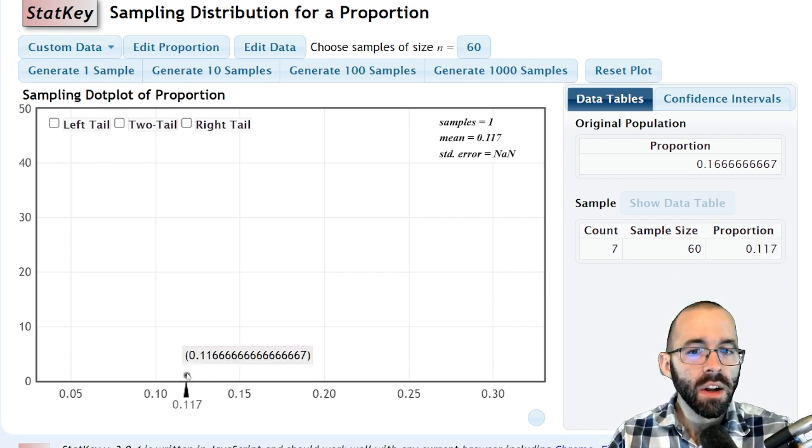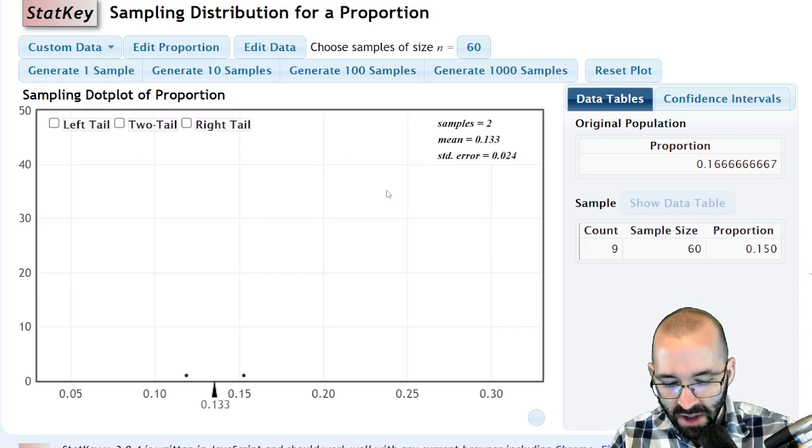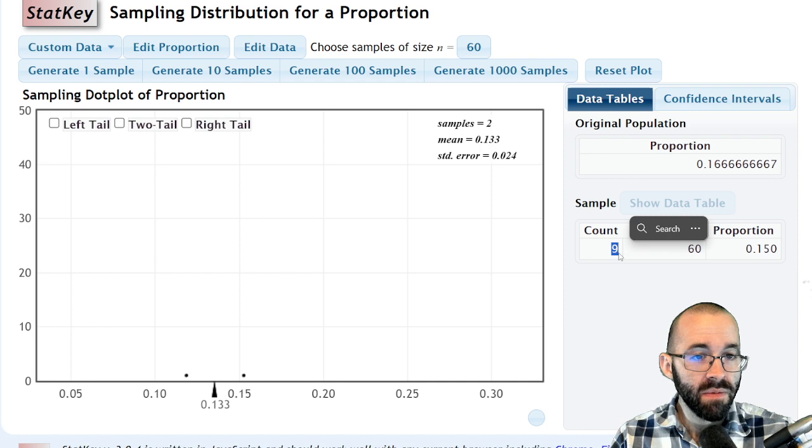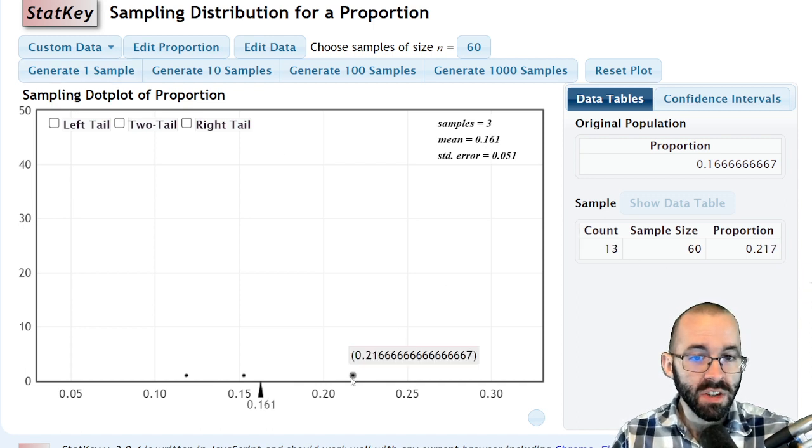We are going to now use a dot plot to track that information. Let's roll 60 dice again. Again, we'll probably get something different. We'd expect about this many. Let's roll 60 dice again. All right, now we got 9 of them that were ones. That's a proportion of about 0.15. Put it on the dot plot. Roll again. Oh, we got 13 that time. That's a proportion of 0.216.